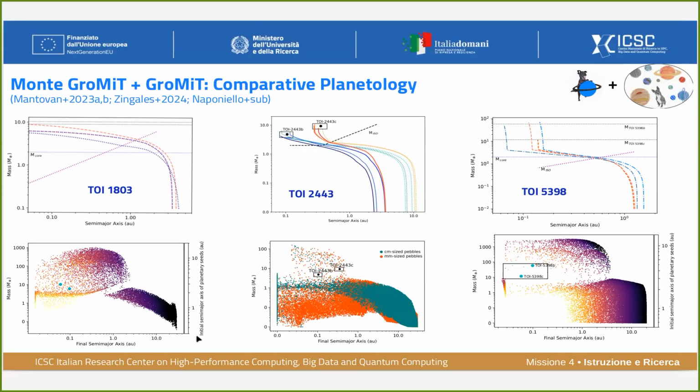And again, it's the same idea. We run the population synthesis. We can change from millimeter to centimeter sized pebbles, and we can find a range of possible initial setups that can give us results that are within the error bars of the observed exoplanets. So some of them we can discard, others not, depending.